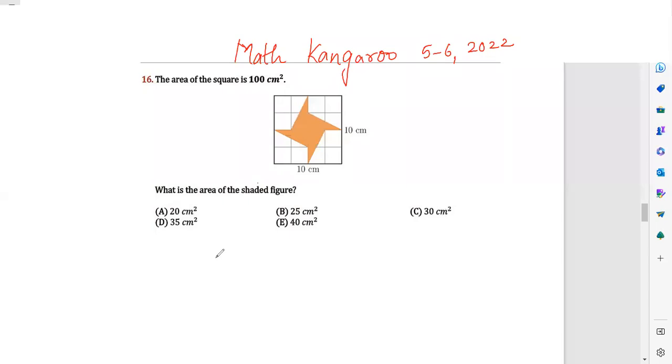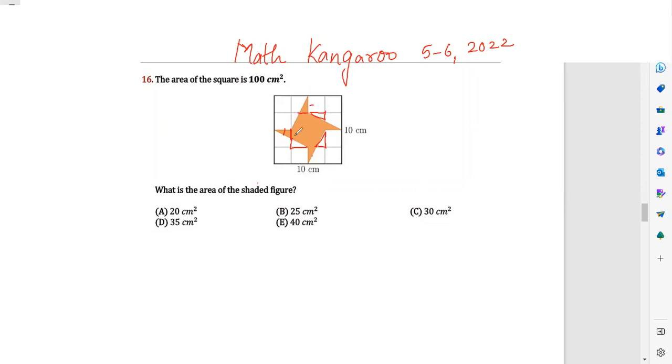Let's read question number 16. The area of a square is 100 centimeters square. What is the area of the shaded figure? Now, this is the shaded figure. We need to find the area. Now, if you look at it carefully, you have these four triangles here, right? And there are these four triangles which are here. I know it's a crude way, but this works best because for the exams you have very limited time.